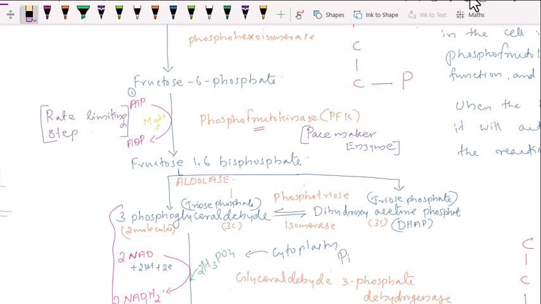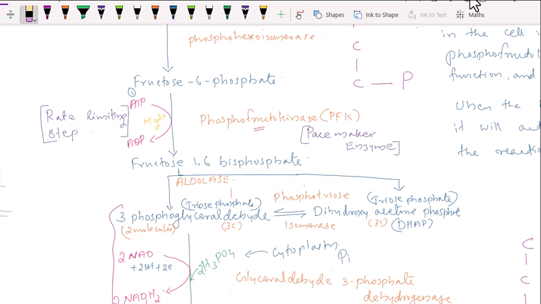If there is a large amount of ATP inside the cell, what will happen? The enzyme is inactivated. The activity of this enzyme retards, so that conversion cannot occur. That means the cell doesn't need energy now. There is no need of breakdown of glucose, no need of ATP. So this reaction can be almost stopped here, or otherwise we can say this conversion will be very slow.